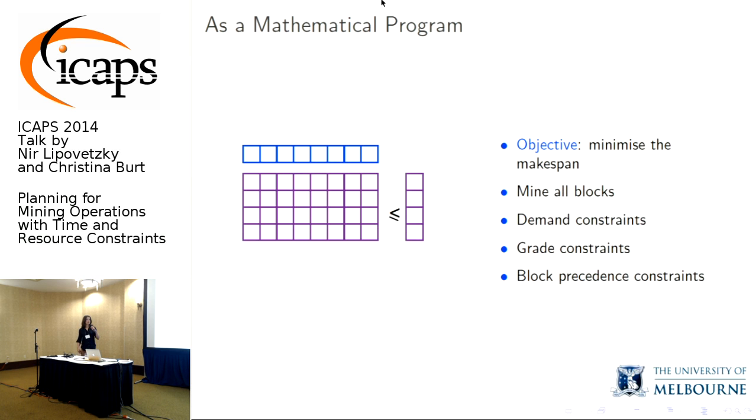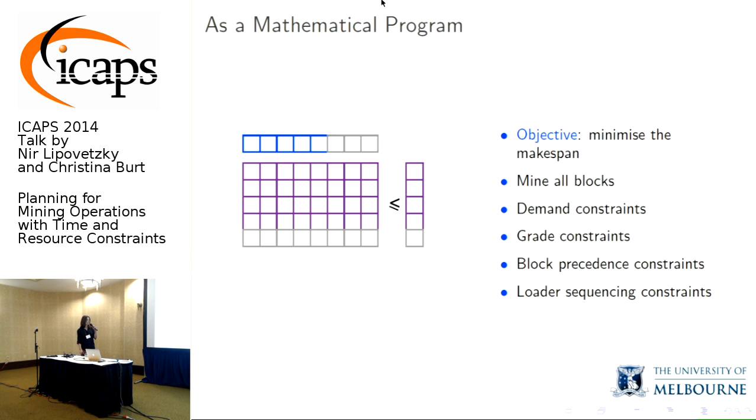The next constraint will be a set of precedence constraints, and these are natural constraints that you can't get to a block unless you've mined the blocks in front of it. And finally, there'll be a set of loader sequencing constraints. In a mathematical program, this would actually not be one constraint, this would be a whole set of constraints, something like a multi-commodity network flow. But in the context of this talk, we can consider it to be one set of constraints.